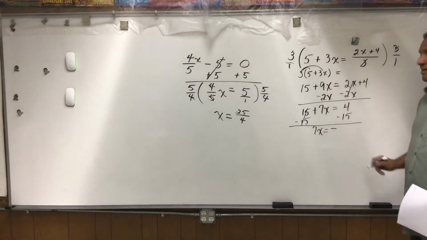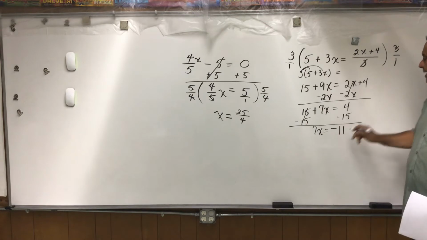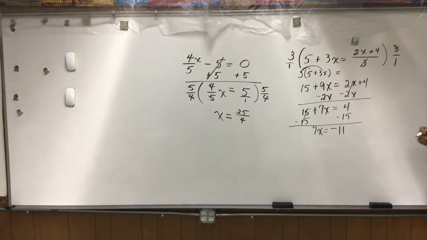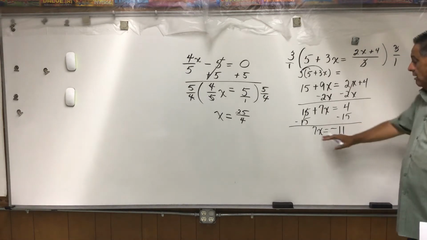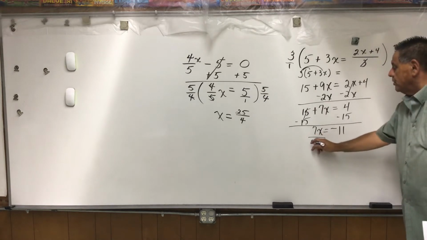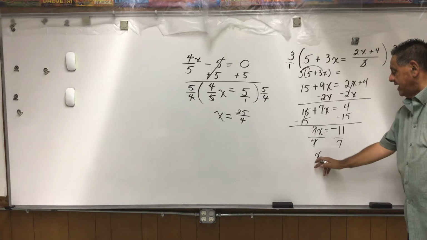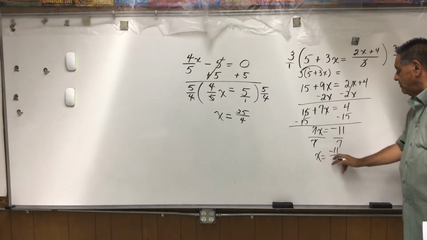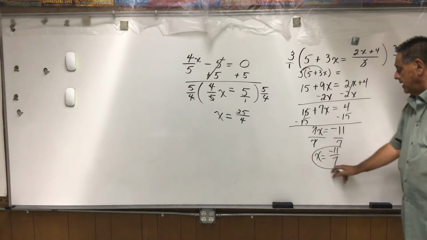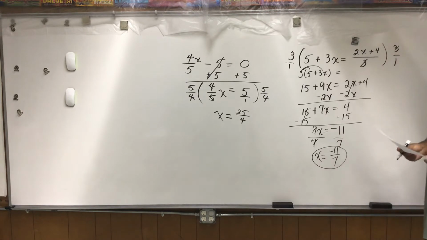We're going to have a negative 11, sorry, negative 11. Now, in order to solve here, what are we going to do? We're going to divide by the coefficient. That gives us x is equal to negative 11 over 7. And that's our final answer, okay?